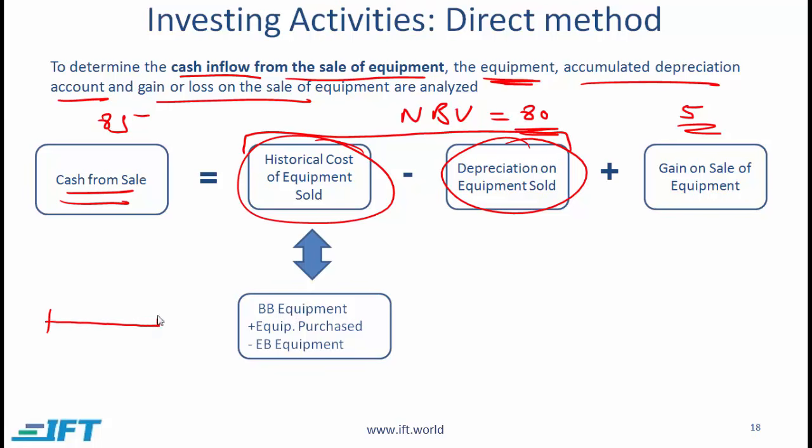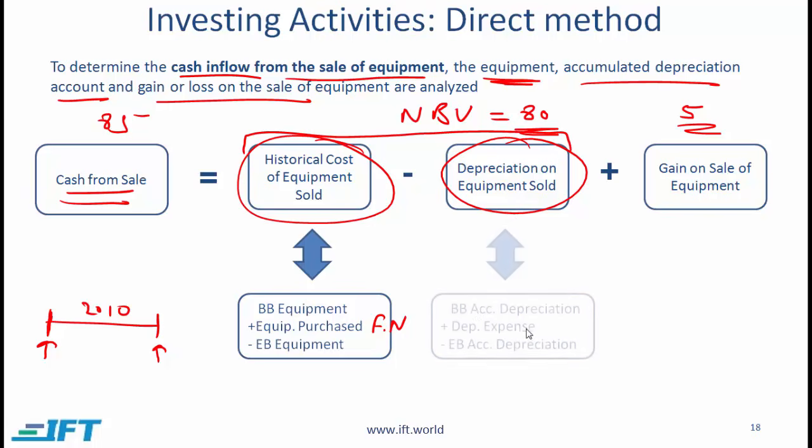If you are looking at a given time period, let's say 2010, you will look at the beginning balance of equipment. Then you will add the equipment purchased. This information would be obtained from footnotes. So you add that, and then you subtract the ending balance of equipment. And we look at an example on the next slide.